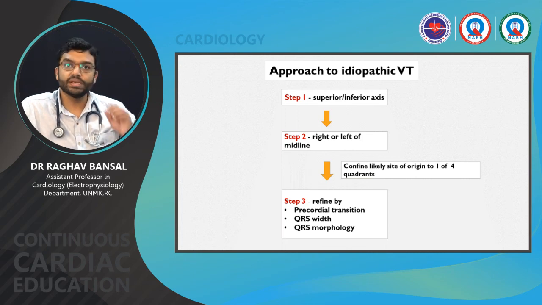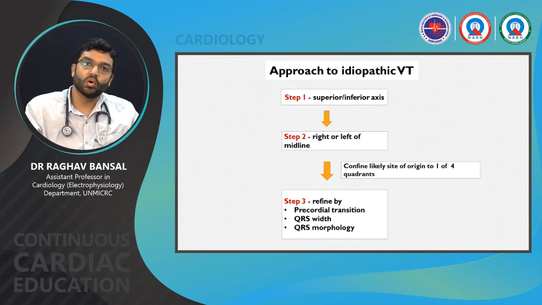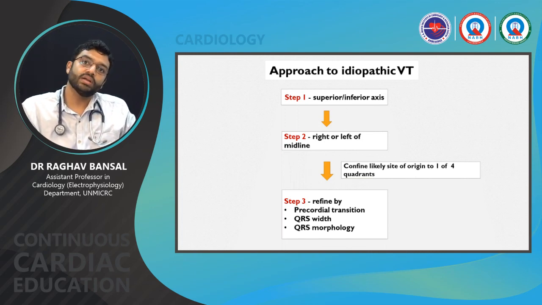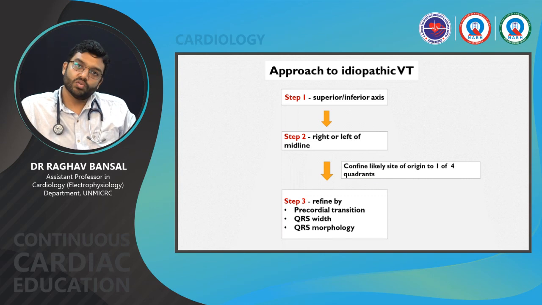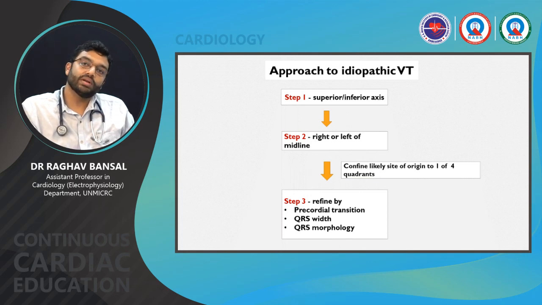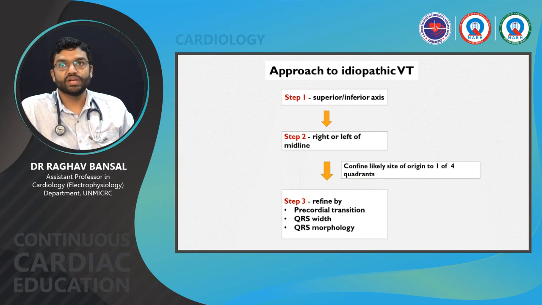Step 3 is usually done by looking at the precordial transition in the right superior quadrant, the QRS width, which differentiates septal from lateral wall structures and also from epicardial structures, and looking at special QRS morphology features, like AVL positivity in the right superior quadrant, which points towards a parahisian origin. We have to look at the transition in the left superior quadrant, as well as the RS ratio in the inferior quadrants to differentiate basal from mid cavity structures of origin.